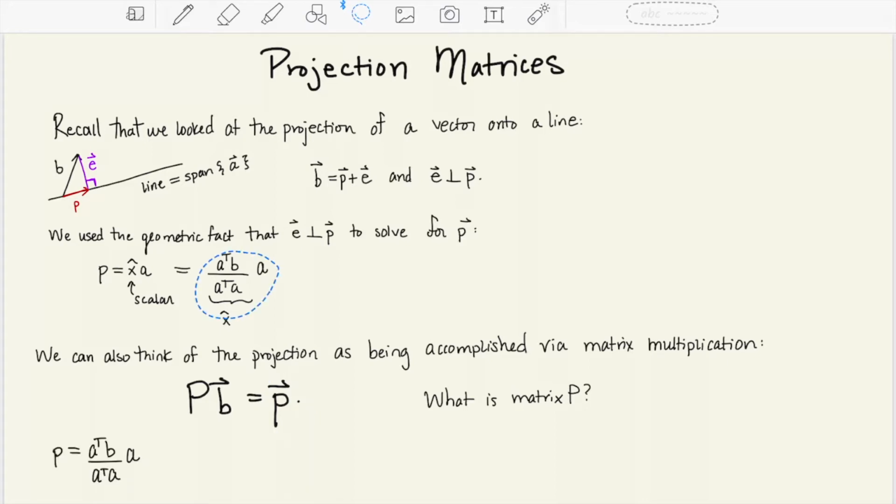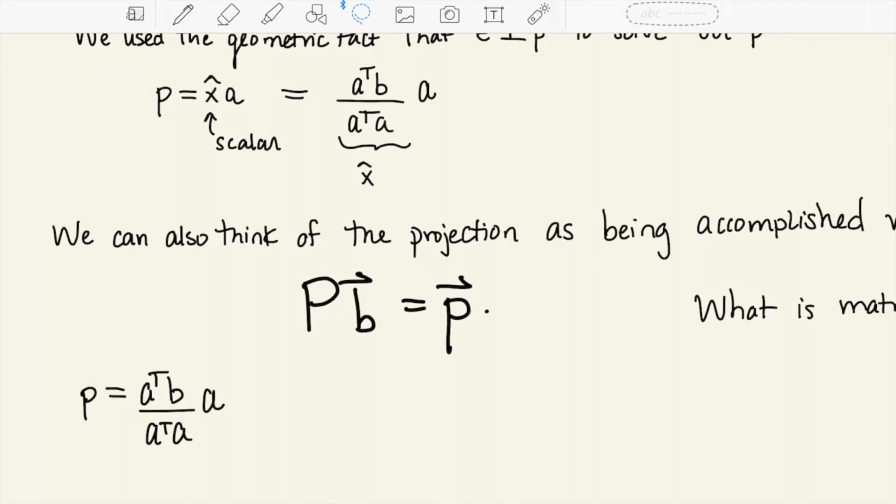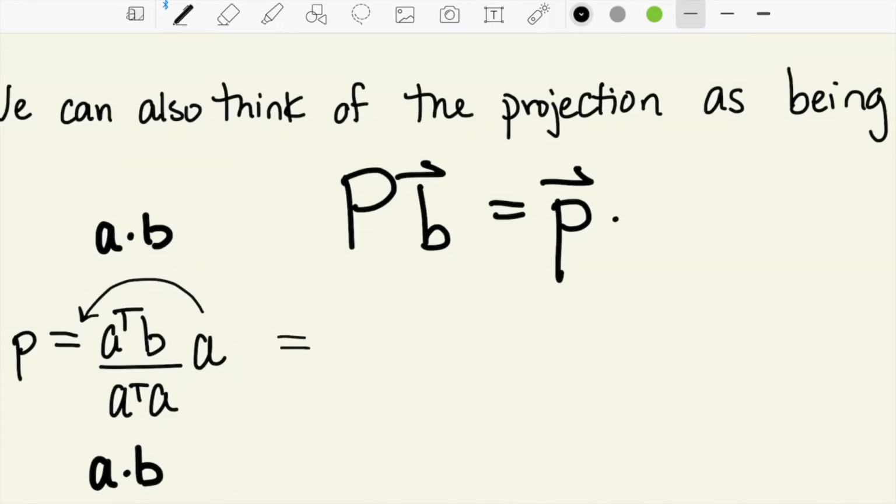Our formula up here tells us that the little vector P is A transpose B over A transpose A times A. Now, I've decided to use transpose here to denote inner product, but really this is a dot product. This is another way of writing A dot B and A dot A. And I'm going to rewrite this expression a little bit. What I want to do is move the A over here. I can scalar multiply a vector on the left or right. It doesn't matter. So this is the same thing as having A, the vector, and then A transpose B, and then all over A transpose A.